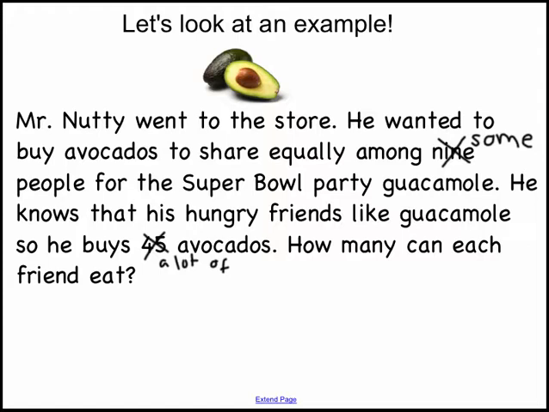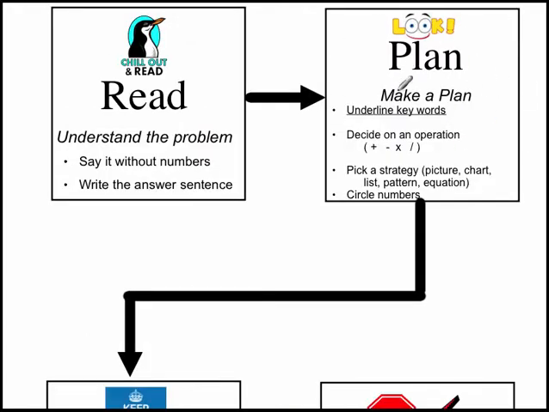Well, let's look at our next step. I kind of understand what's going on now, is that he wants to have guacamole. He knows that he wants to share these avocados equally among all of his friends at the party, and he's only going to buy a certain amount. So knowing that, our next step is going to be to make a plan. We need to underline keywords so we can unlock what operation we're going to use.